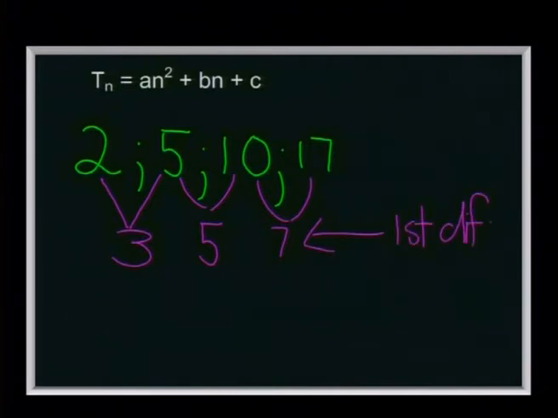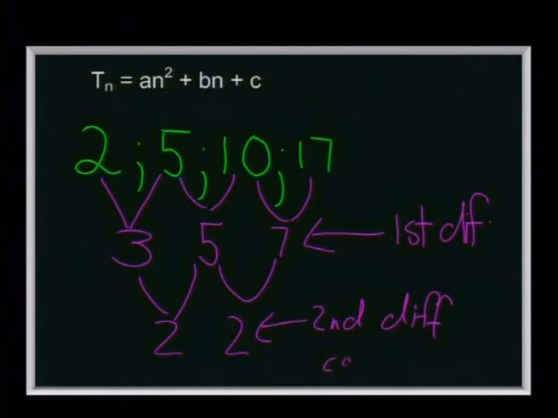If I now look at the second difference, from 3 to 5, it's 2, and from 5 to 7, it's 2. This second difference is constant. And guys, this is how I test whether my number pattern is quadratic or not.